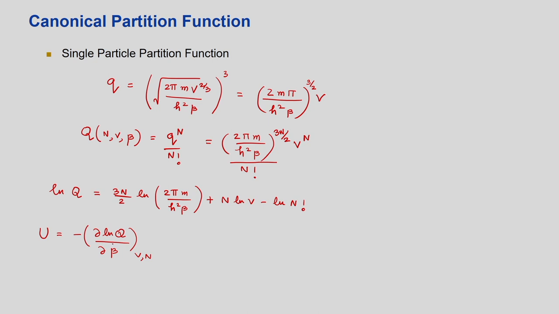If you do this expression, you see all these terms will cancel, because n, V, n factorial all are constant. So, what you are left with is this factor. If you do the mathematics carefully, that will cancel out by the numerator and denominator. So, what we will be left with is simply 3n by 2 beta. So, you see the internal energy for a monoatomic gas having n number of identical atoms is nothing but 3 by 2 into n by beta.